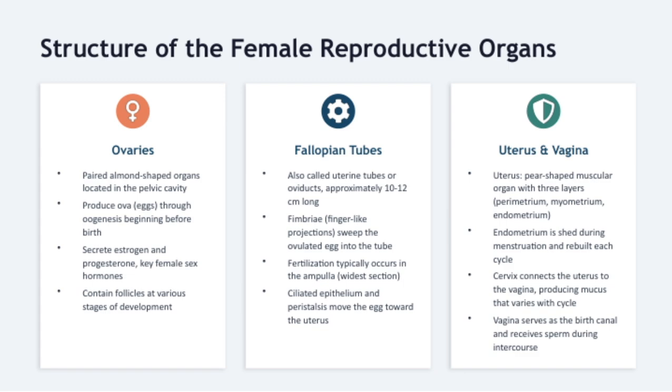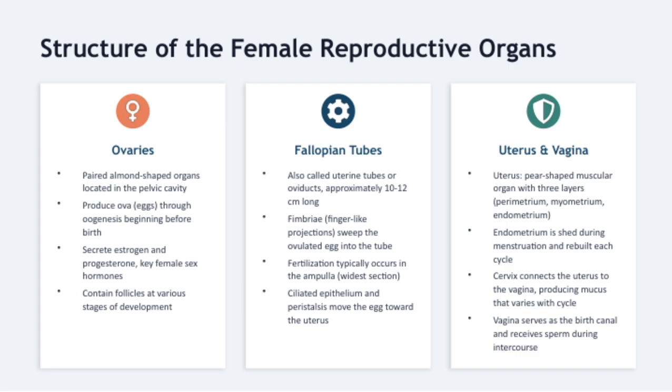Moving on to the cervix, which connects the uterus to the vagina. The cervix produces mucus that changes throughout the menstrual cycle, playing a key role in fertility and conception. The vagina itself serves 2 main purposes. It acts as the birth canal during delivery and receives sperm during intercourse.